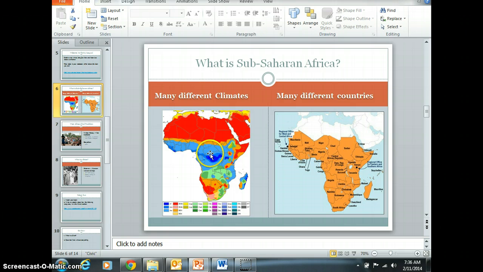Now, if we get down in this region right here, this is what we'd call Sub-Saharan Africa. This region is a lot more diverse, I would say. Here you have many different climate regions, many different kinds of people, many different religions. You have a lot of Christians, and you have a lot of Muslims. You have a lot of people who believe in traditional religions. Down here, you would even see some people in South Africa who are Hindu.